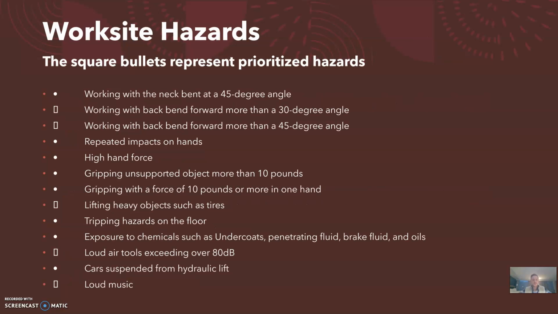Below is a list of worksite hazards that I have compiled during my analysis. The ones that have the square bullets, as noted on the left of the screen, are the ones that I prioritized as the biggest hazards. Some of these are lifting heavy objects such as tires, loud music, loud air tools exceeding over 80 decibels, and working with your back in an uncomfortable position of 30 or 45 degrees leaning forward. Next slides will go over recommendations, how to combat these possible work-related hazards and prevent injury.